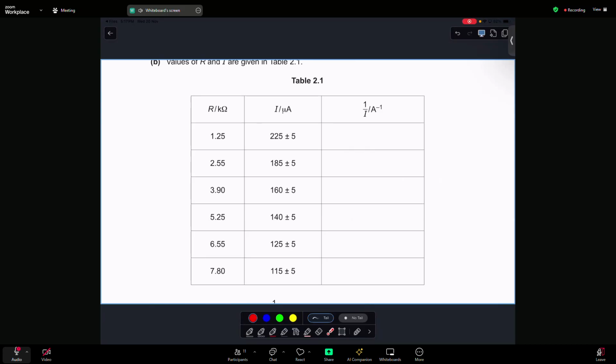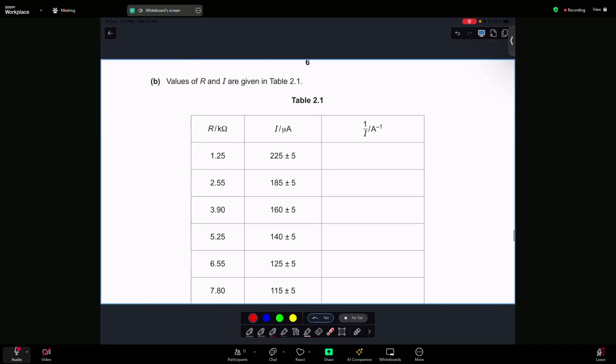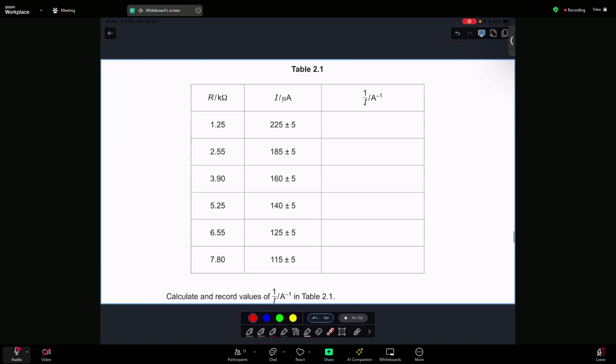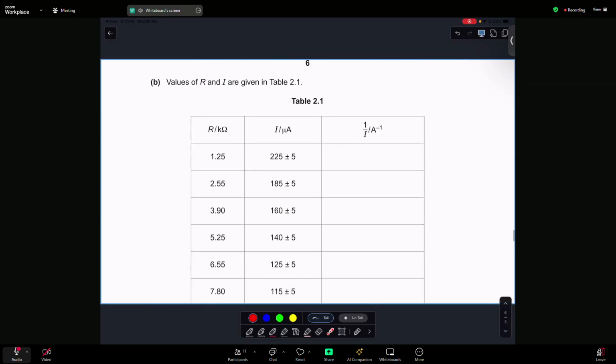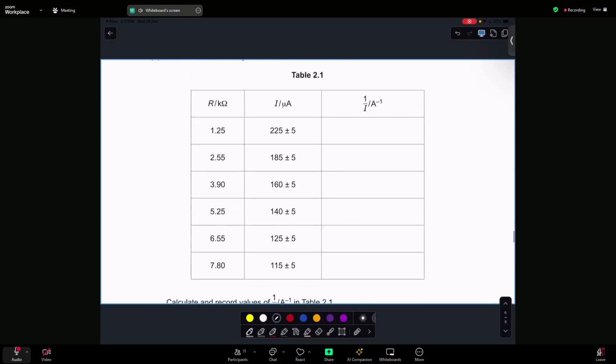But it says something else though. Exactly. Include the uncertainties of 1 by I as well. So you're supposed to find the value of 1 by I and what its uncertainties are. And this is not straightforward. Okay. It is not difficult, but it is not straightforward. So I'll tell you the key here. First, can you tell me what is 1 by I going to be?